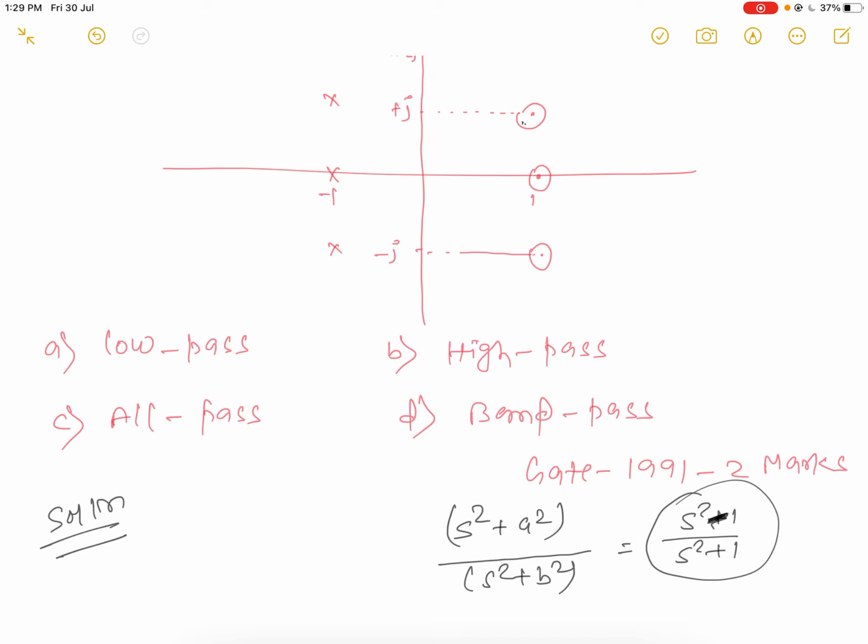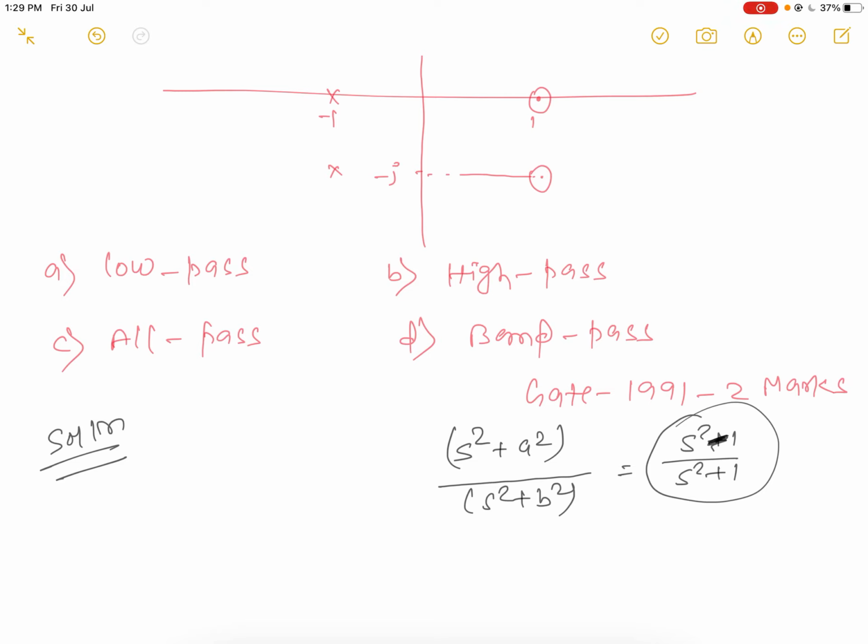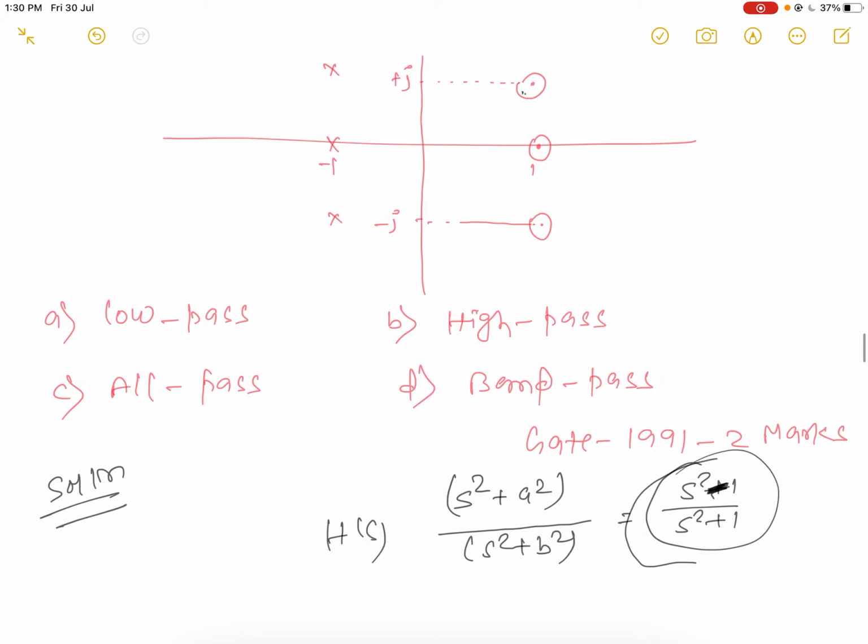Then what will happen? It will pass through this transfer function. When you take this transfer function at j omega, it will pass some frequency range from 1 to minus 1. So it will be the all pass filter. Sorry, s square minus 1. So it will be imaginary here, for all the values of s you will get the same transfer function. So it will be the all pass filter.